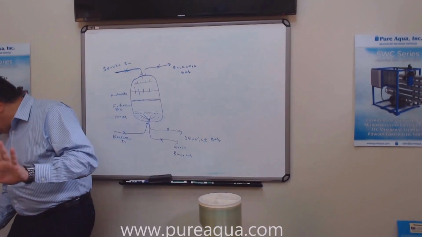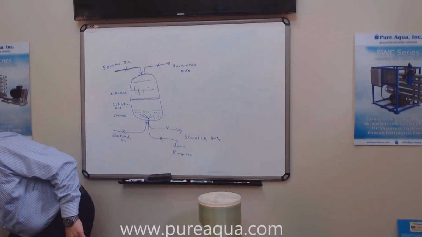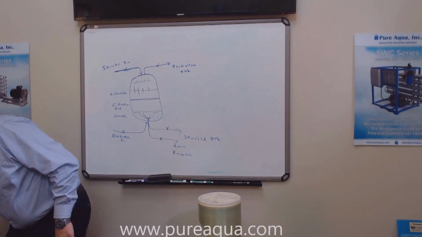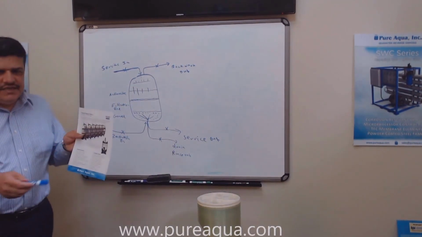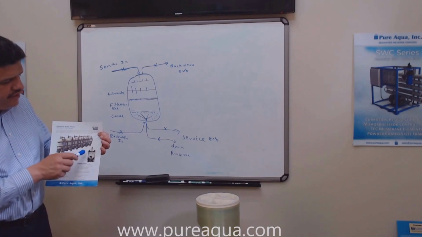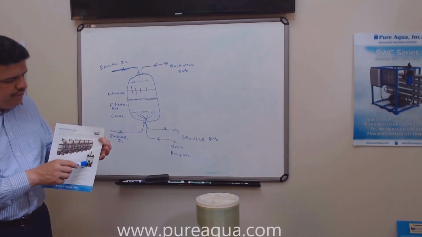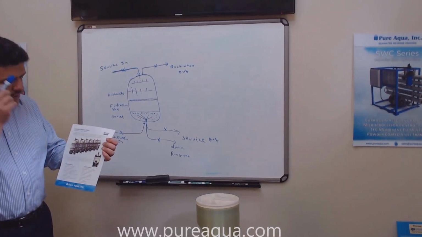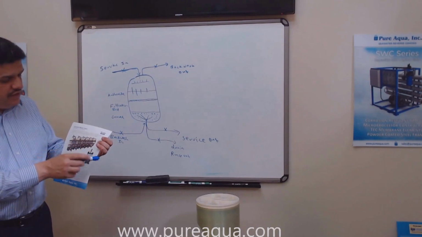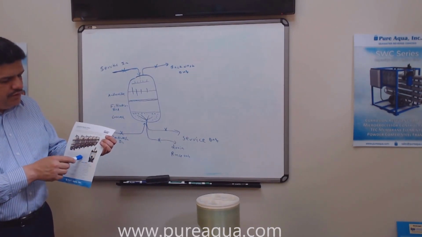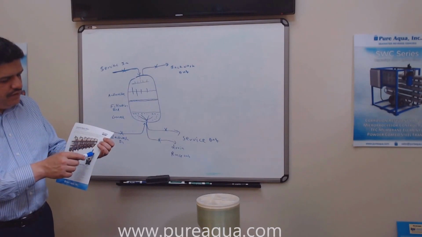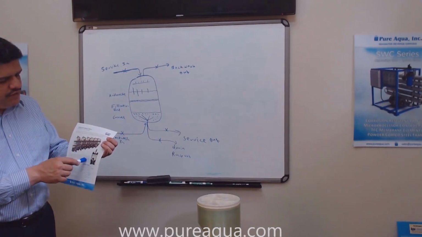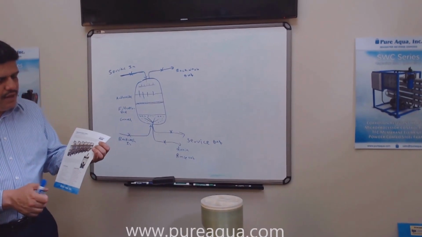I want to show you how it looks. This is an example of a filter. It has 1, 2, 3, 4, 5 valves. And so service in, service out, backwash in, backwash out, and the rinse out.